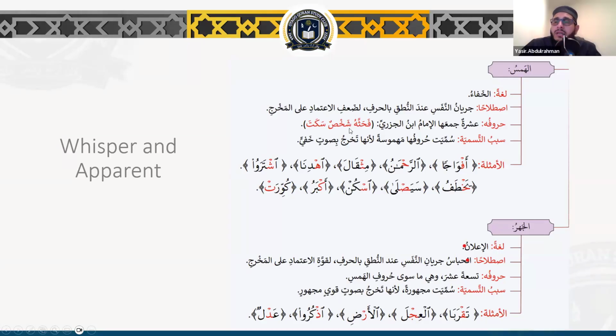فحثه شخص سكت. If you see all of these letters, they are called like this because they are whispered, because they are produced with a lowered voice, with a whispered voice, with a secret voice. I'll give you an example, and in all of these examples you will notice that they have a sukoon on the letter, because that's how you can tell the articulation point of the letter.